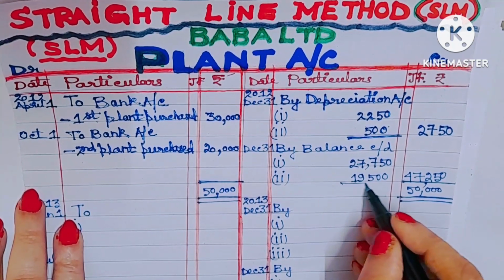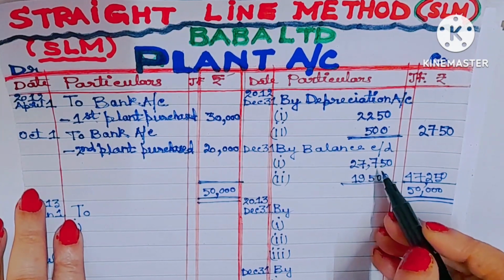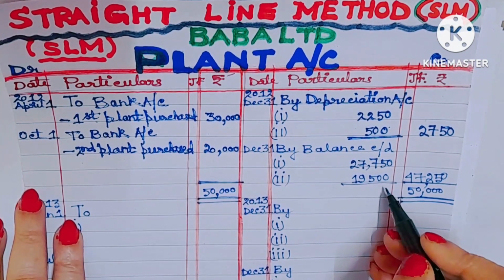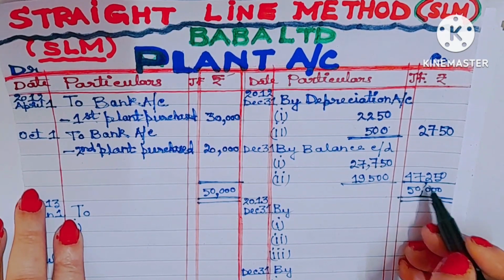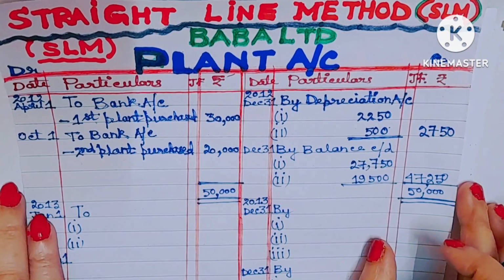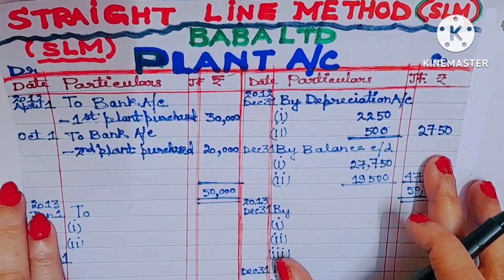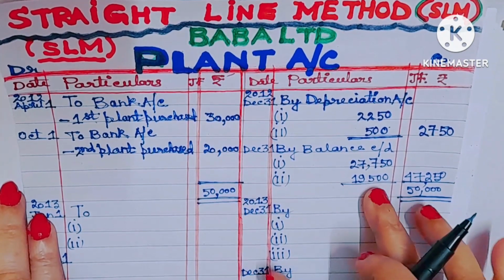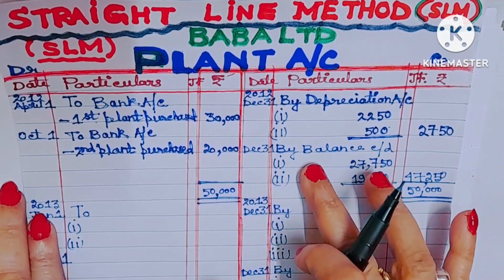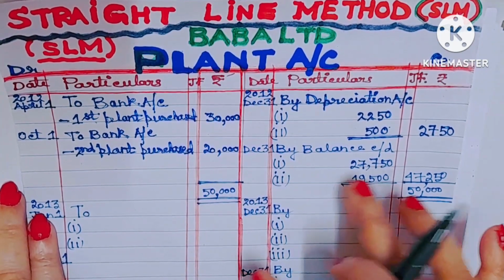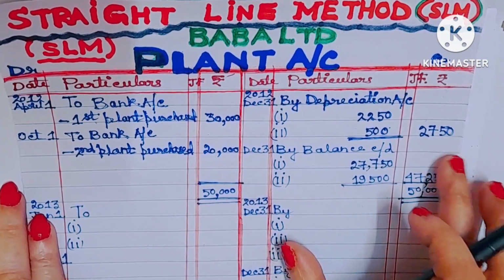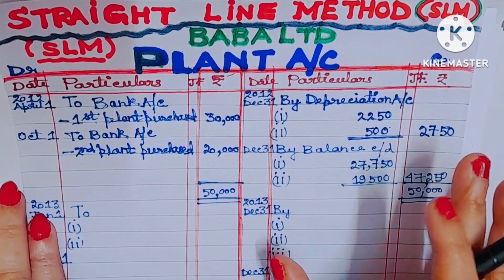And if you add up these two, that is 27,750 plus 19,500, you'll get the total balancing figure, that is 47,250. Understood? Since there is more than one plant, you got to show the balancing figure separately. Number 1 is the balancing figure for the first plant. Number 2 is the balancing figure for the second plant. You got to show it separately if there is more than one plant.